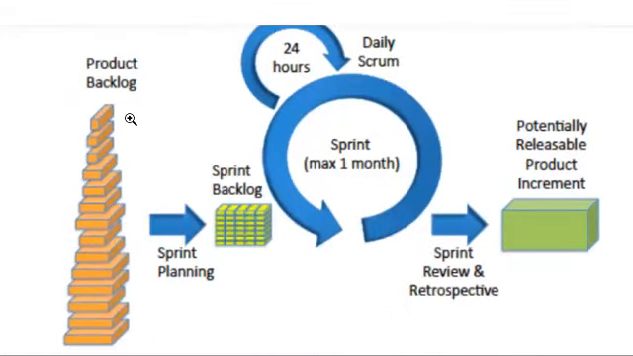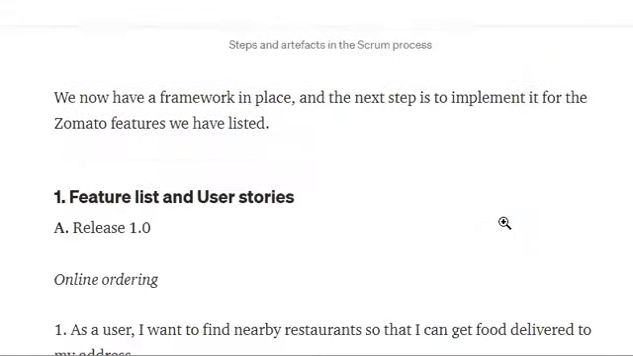So you can see this is the product backlog, and this is the sprint planning, the sprint backlog. The sprint is a maximum of 1 month, typically 2 to 4 weeks. Then the daily scrum meeting, review, retrospective, and the releasable product increment.